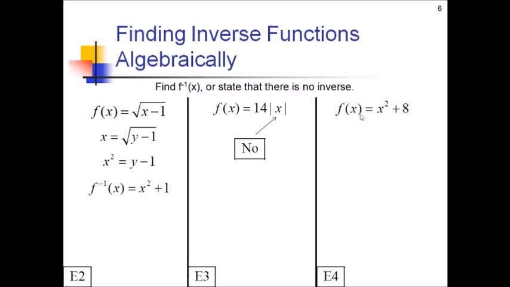Over here, this is a parabola. This will also fail the horizontal line test, so this also does not have an inverse. And if you ended up switching x and y and trying to solve for the inverse, you'd end up having something to the effect of f inverse equals plus or minus something with a square root. So that's not going to work for inverses.